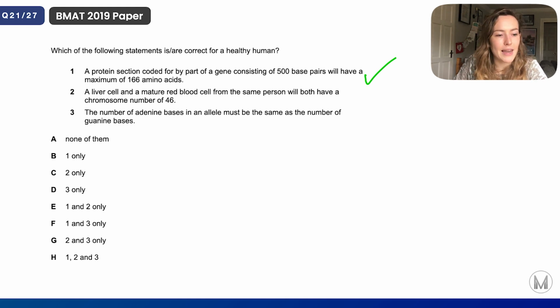Our second statement, a liver cell and mature red blood cells from the same person will have the same chromosome number. Mature red blood cells do not have a nucleus, so we won't have any chromosomes there.